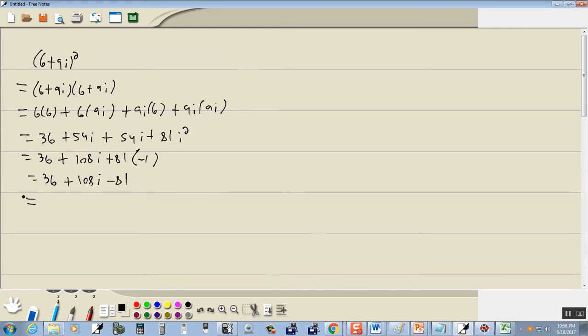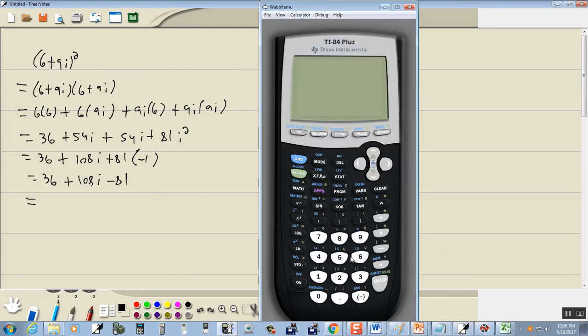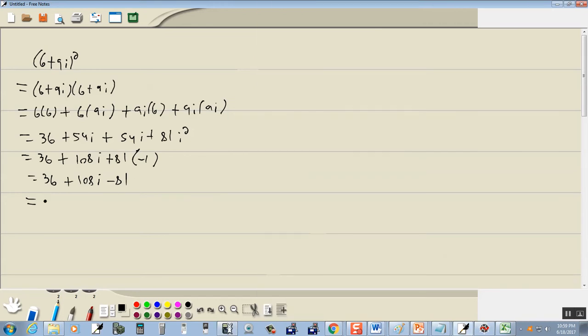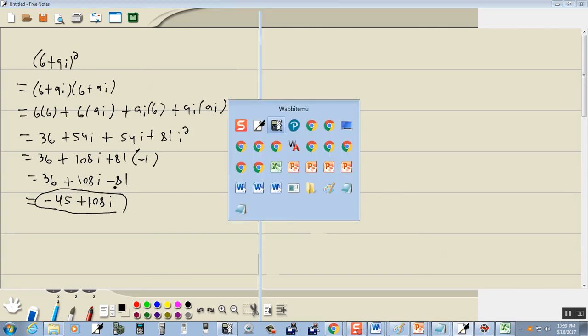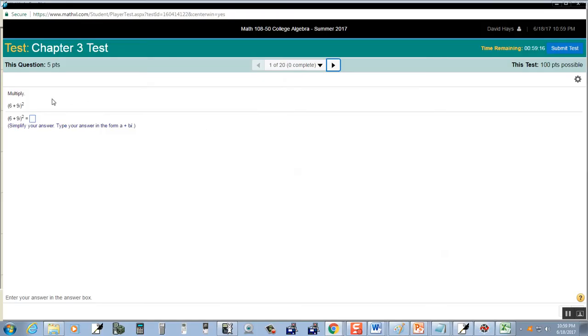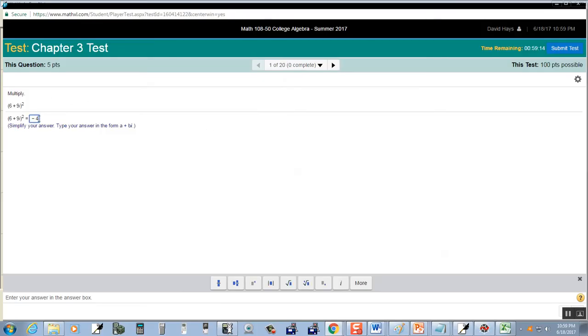And 36 minus 81 will give us negative 45. So that's negative 45 plus 108i is our answer. Negative 45 plus 108i.